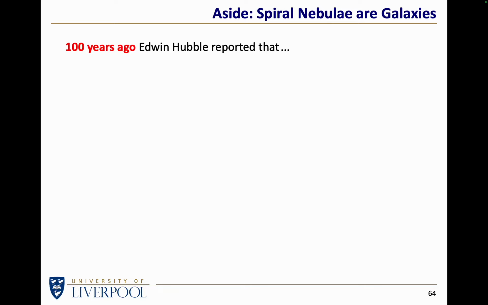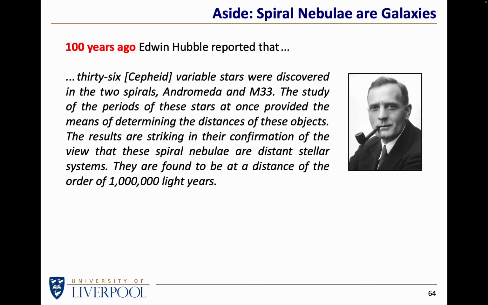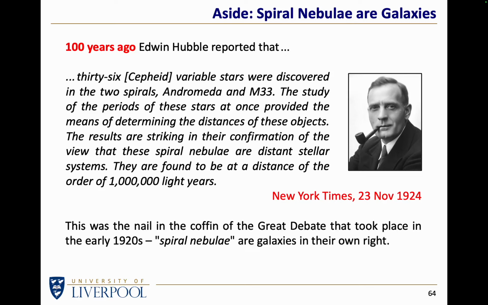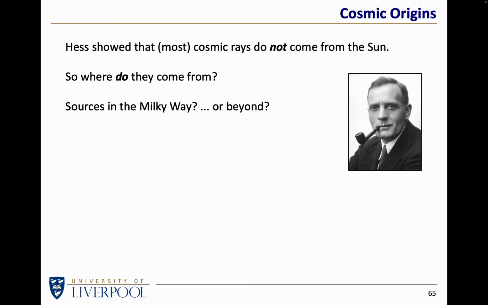Just as a very quick aside, remember that it's something like 100 years ago that Hubble gave us a clue as to the size of the universe. It's only a few months away, the 100th anniversary of Hubble saying, if you look at variable stars in the Andromeda Galaxy, we can show that these so-called spiral nebulae are not part of the Milky Way, they are galaxies in their own right. That was the nail in the coffin of the great debate from the 1920s. So what's that got to do with cosmic rays? Well, remember Hess showed that most cosmic rays are not coming from the sun, they're coming from somewhere more distant.